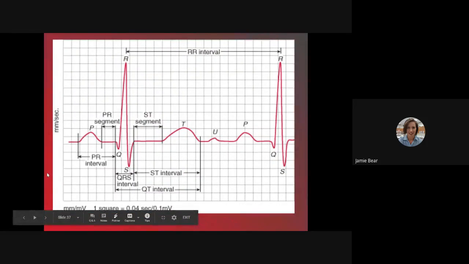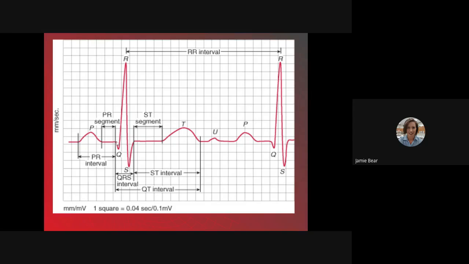Okay, so here's a standard ECG rhythm. Here we're at our resting isoelectric point. Then we look here at the P wave. Okay, and here's the PR segment and the PR interval. All of this area represents the contraction of the atria of the heart. So all of this is representing the atria.